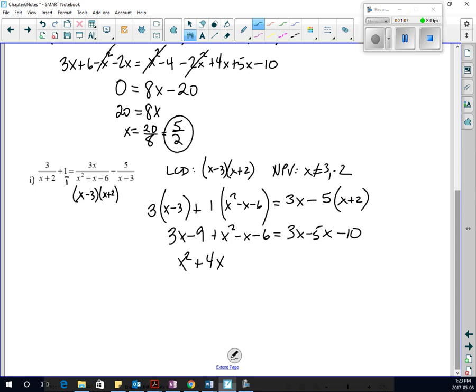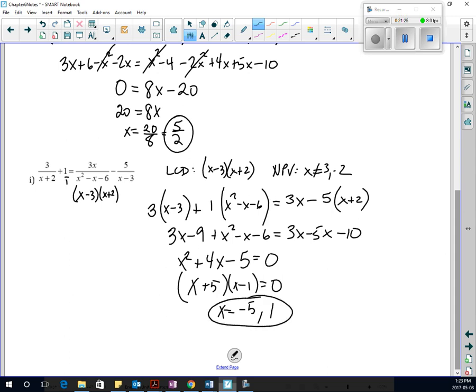And if I add 10, it would be minus 5. So what do I get? x plus 5 times x minus 1 equals 0. So x equals negative 5 and positive 1. And that looks legit. So there we go.